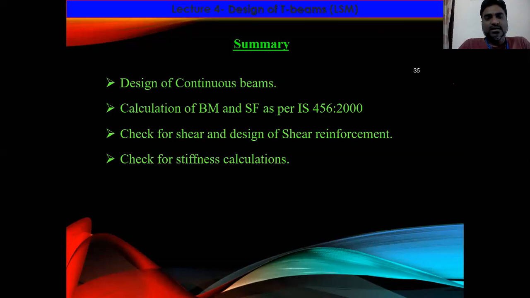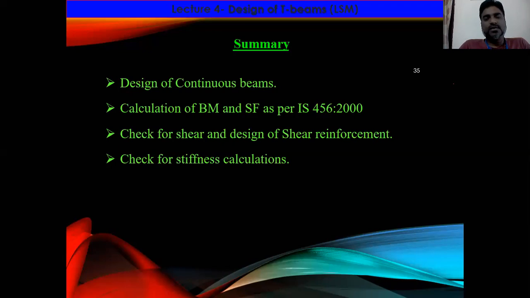So just summarizing what we were discussing, because it is a very lengthy problem. That is why some steps are skipped, but 80 to 90% of the steps are covered in this problem. Due to the time constraint, I have skipped some steps because they are repetition. But the same procedure you can use for other cases also, and you can design it.